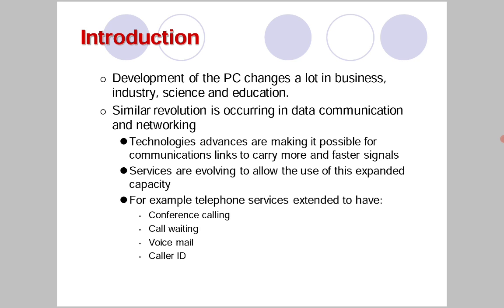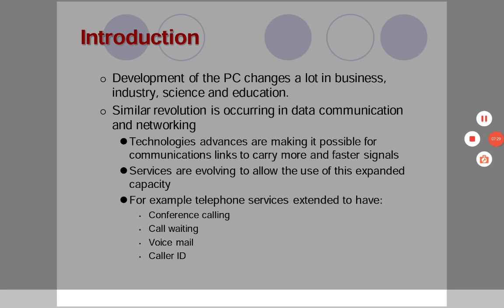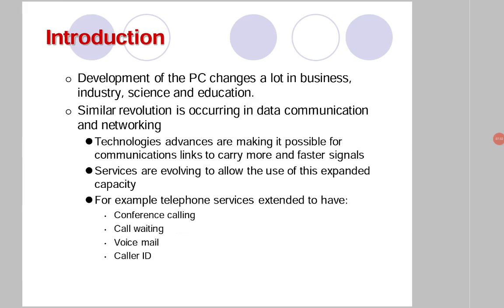So technology advances are making it possible for communication links to carry more and faster signals. Services are evolving to allow the use of expanded capacity. So where do we use these data communications and networks in day-to-day life or in companies? Like in conference calling, video conferencing, call waiting, voicemails, all these things. In all these areas we generally use data communications and computer networks rapidly.